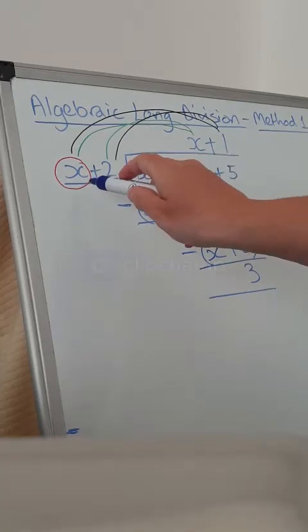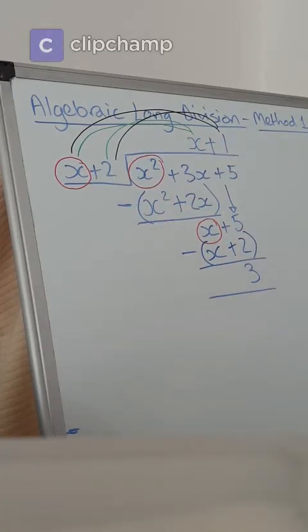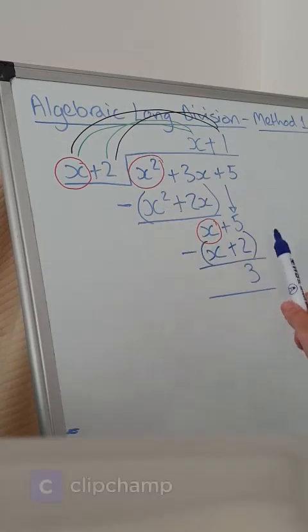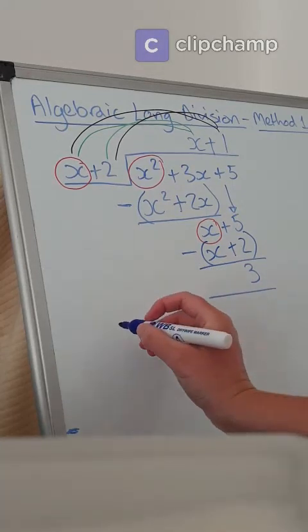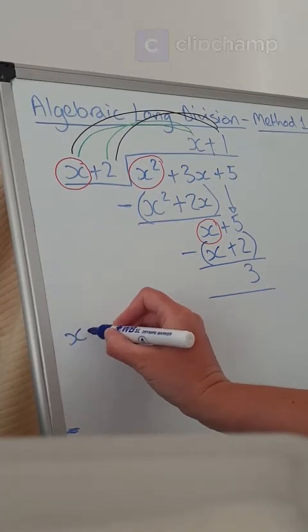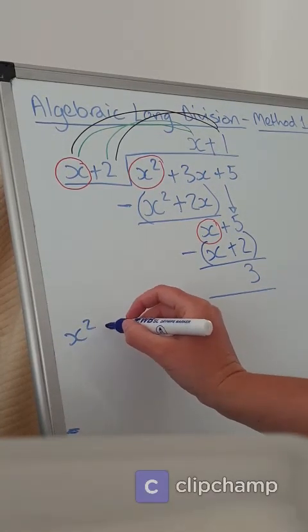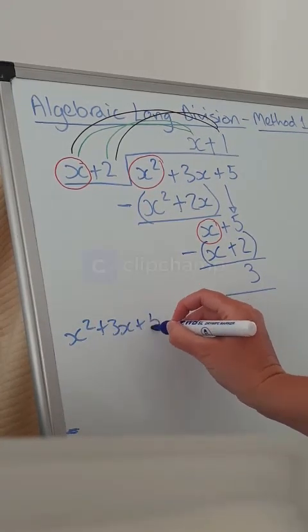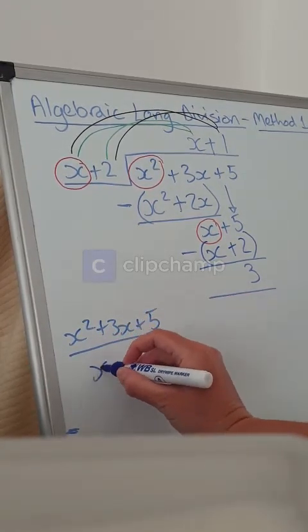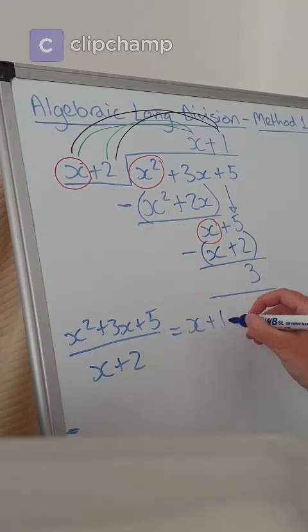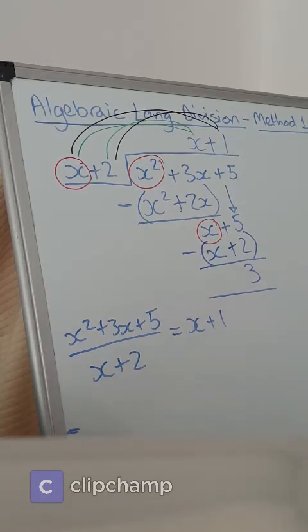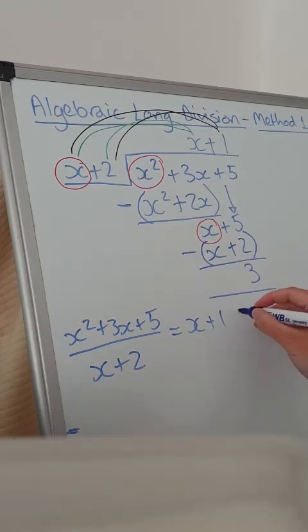I would then try to divide x into 3, but we know that's not possible. There's nothing that we can multiply x by to get an answer of 3, so that's me just about finished. I can't do any more division. So we can say that what I started with, x squared plus 3x plus 5 divided by x plus 2, gives me an answer of x plus 1. But I've also got a remainder of 3, which is still to be divided by x plus 2.